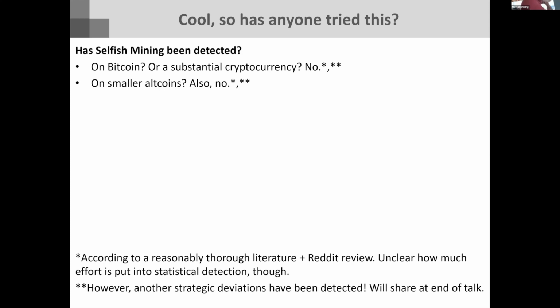But I can say, okay, so what did I mean here? I'm not aware, from this literature search and Reddit review, of anyone using this specific short blockchain reorg style selfish mining. And I am aware of one instance that I'll mention at the end of the talk. There was what I would consider a strategic manipulation on Ethereum before the merge. I thought that was super interesting, but that's the only thing I'm aware of that's ever been detected from this kind of work.